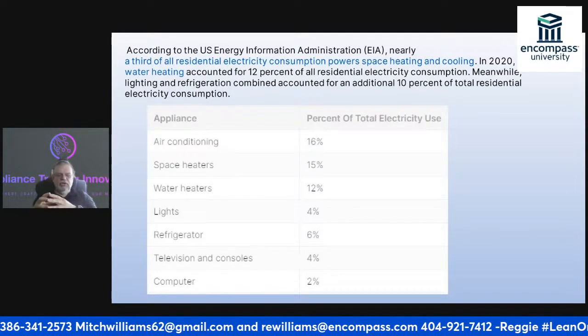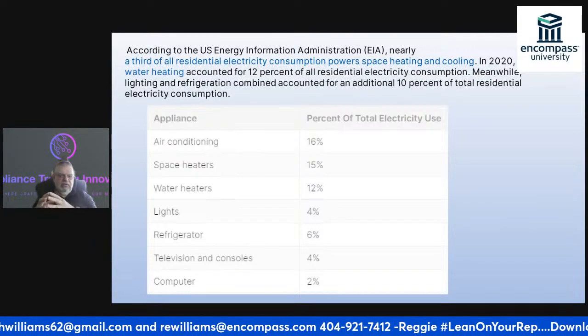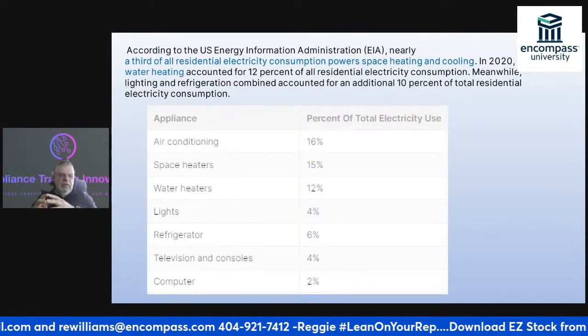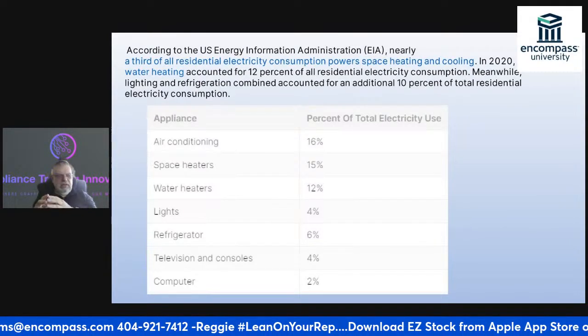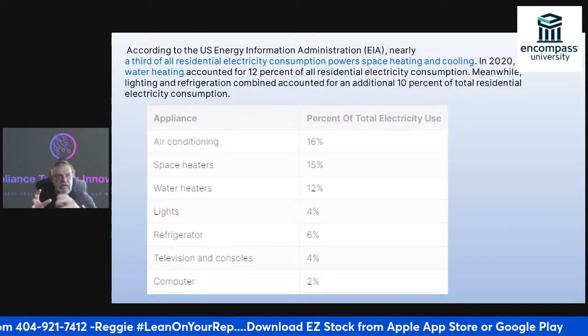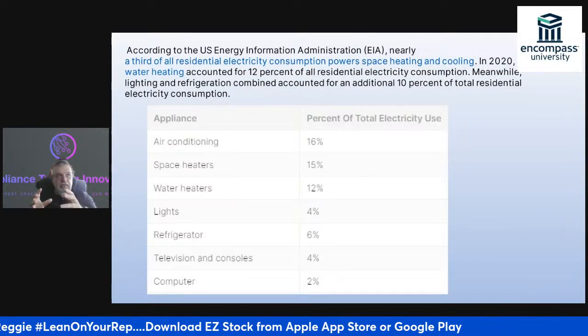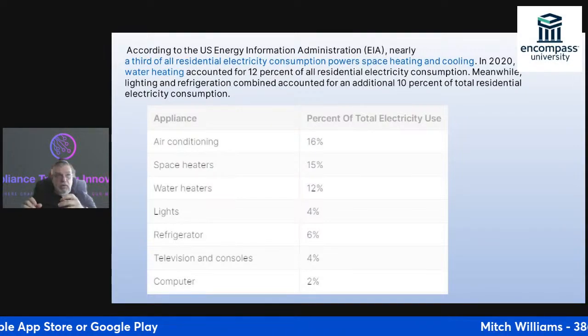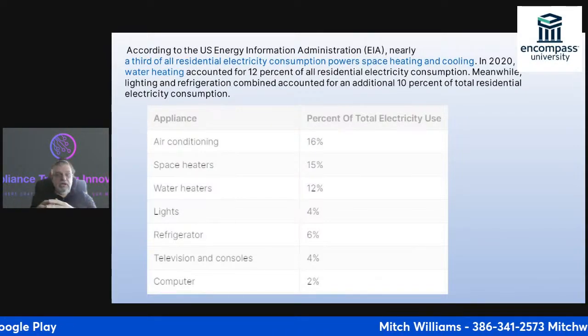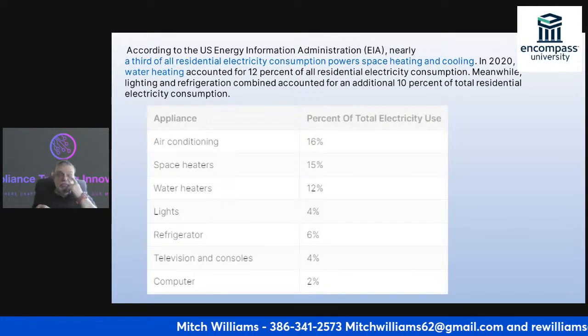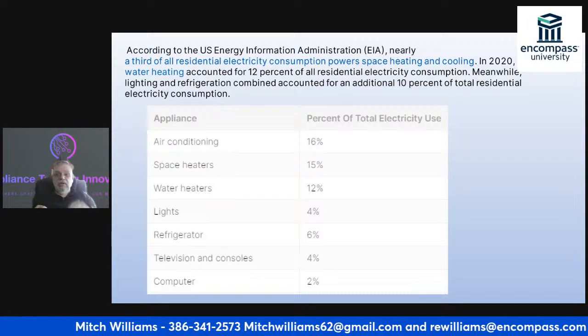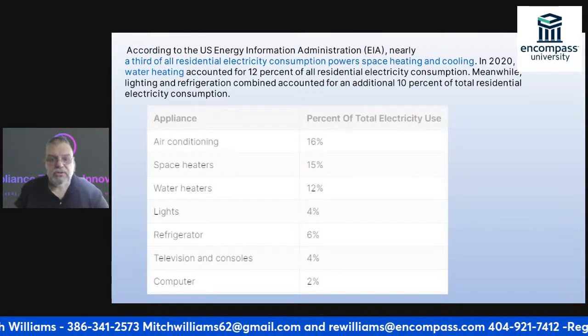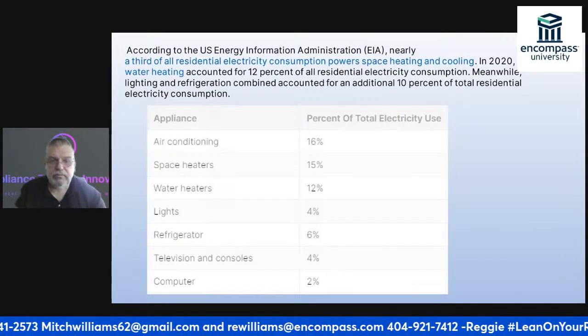Televisions or consoles. Most people don't know what a console television is, but it was a television that had, usually, a turntable, an 8-track tape player, and just a radio. That was a console television. Those are at 4%. Your computer uses about 2%. It's the reason you always want to turn it off. You're still using a lot of energy.